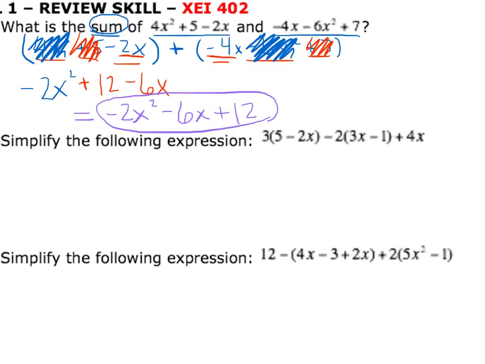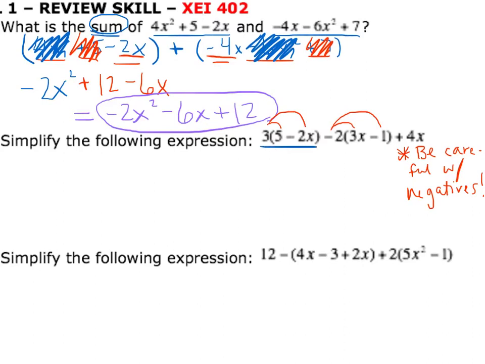Alright, now number 2 is asking you to simplify the expression. And whenever you have parentheses, you should distribute the number that's multiplied out front. So the 3 distributes in, and the negative 2 distributes in. Now, be careful with negatives. I'm even going to write this over here. Be careful with negatives because a lot of students forget to distribute that to each part.